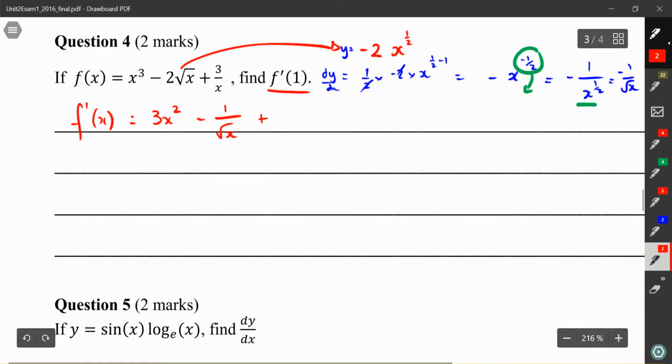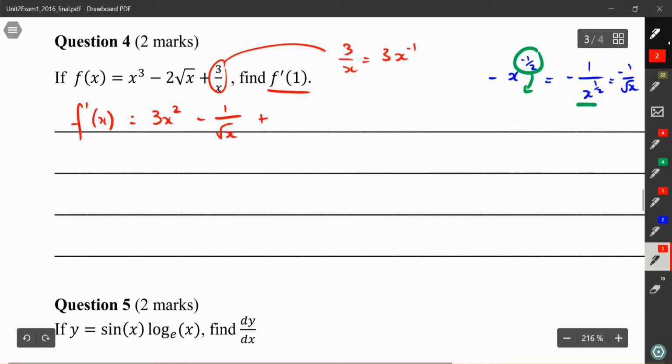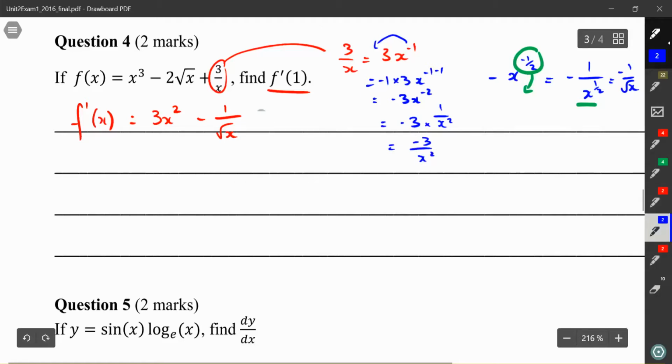Now the 3 on x, similarly, 3 on x is the same drill. We're going to be looking at it as 3 times x to the power of negative 1. Now if you find the derivative, drop down the power, so negative 1 times the 3, x to the power of negative 1 minus 1. So you get negative 3 x to the negative 2. Another way of writing that is negative 3 times 1 on x squared, which ends up being negative 3 on x squared. And so here we go, we've got minus 3 on x squared.